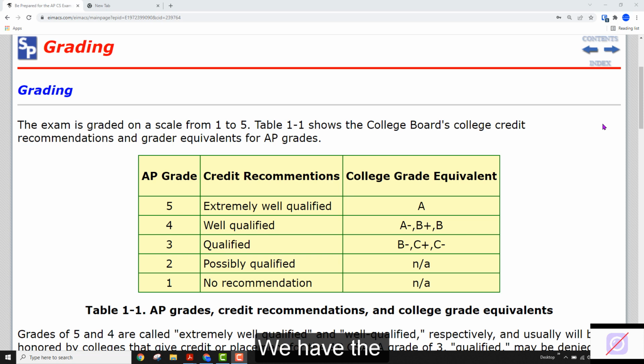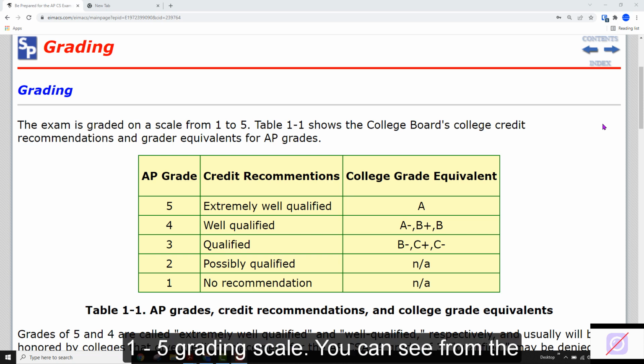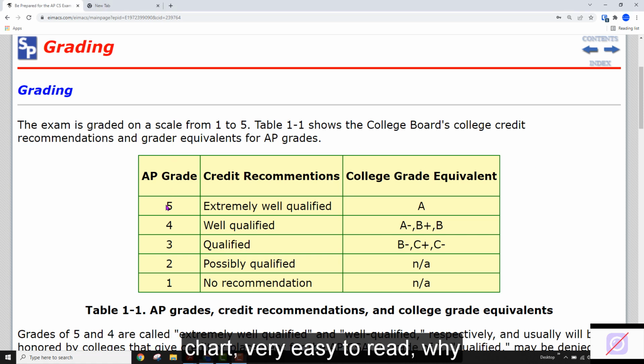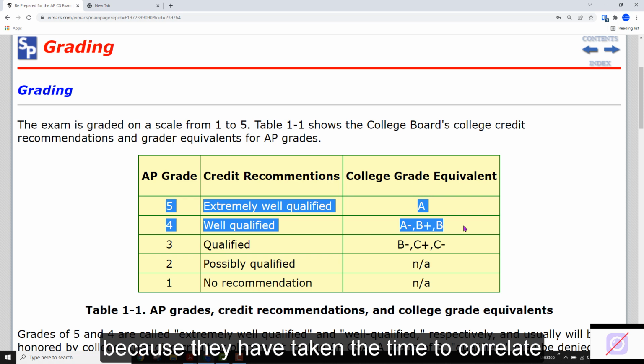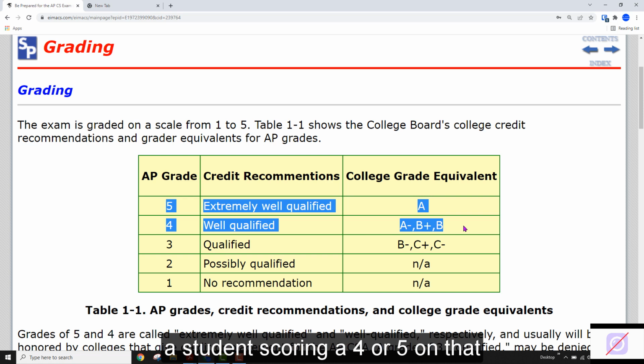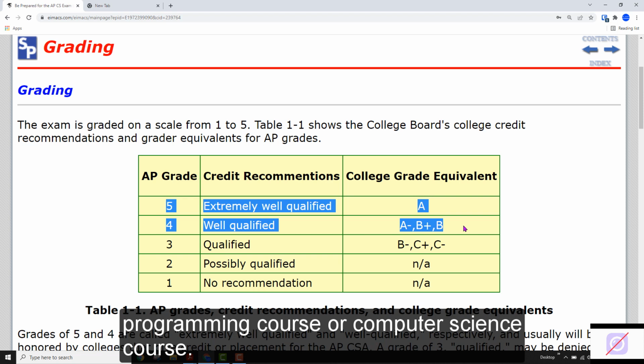So we have before us just a nice chart, a nice table provided for us by SkyLit.com. We have the 1 through 5 grading scale. You can see from the chart, very easy to read, why many colleges and universities require a 4 or a 5, because they've taken the time to correlate a student scoring a 4 or a 5 on that AP Computer Science A exam to success in an entry-level programming course or computer science course.